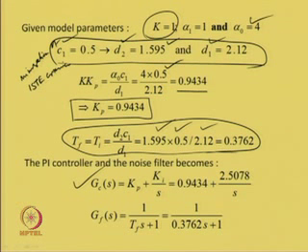So, thus we design the PI controller as well as the first order noise filter for the closed loop system, where the noise filter dynamics is given by GFS is equal to 1 upon Tf S plus 1 is equal to 1 upon 0.3762 S plus 1, and GCS obtained in the earlier form for the sake of comparison is GCS is equal to Kp plus Ki upon S is equal to 0.9434 plus 2.5078 upon S. How do you get that one?